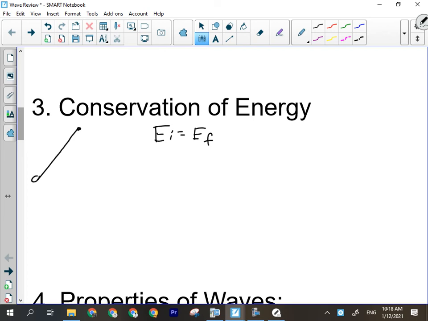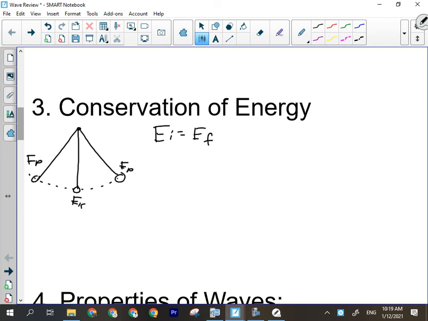A pendulum. As a pendulum swings through its arc, it's converting its potential energy into kinetic energy and back into potential energy. But a pendulum works just like a roller coaster because it uses what kind of potential energy? Well, actually, they're all mechanical. Due to gravity, yes, gravitational potential energy.